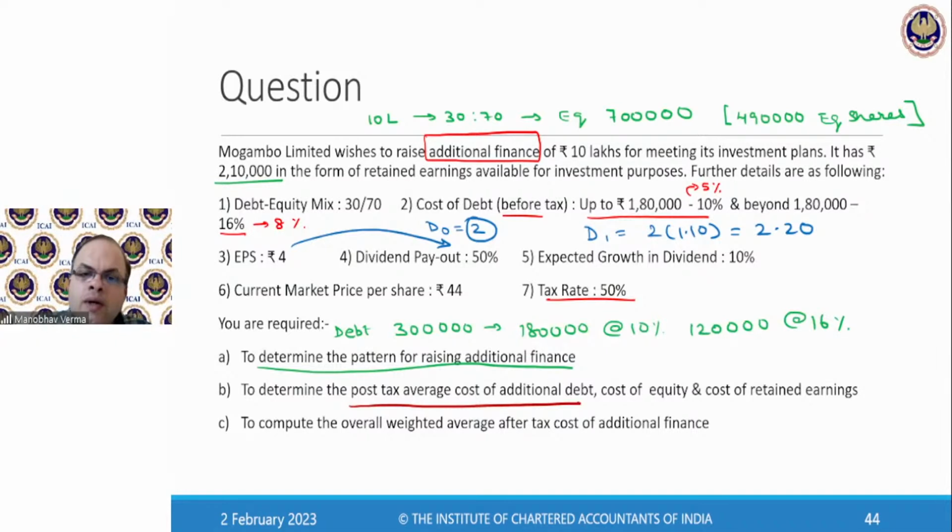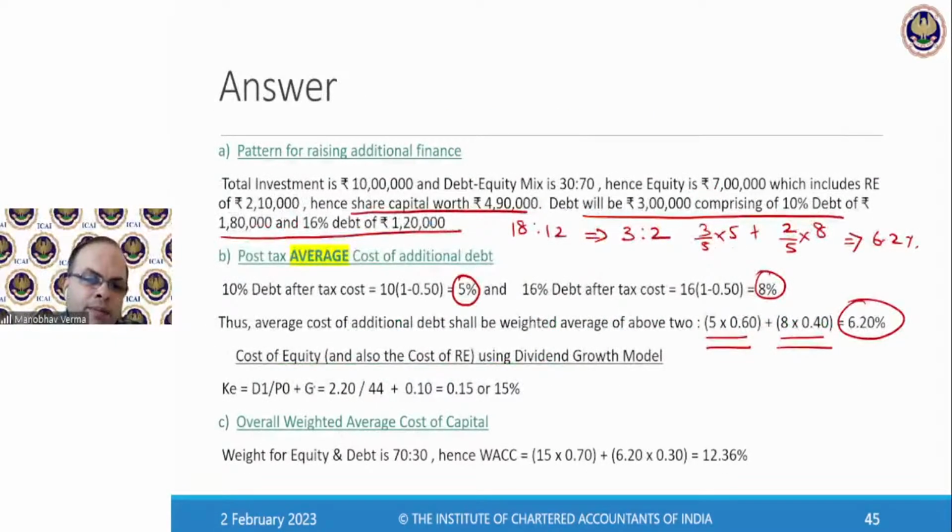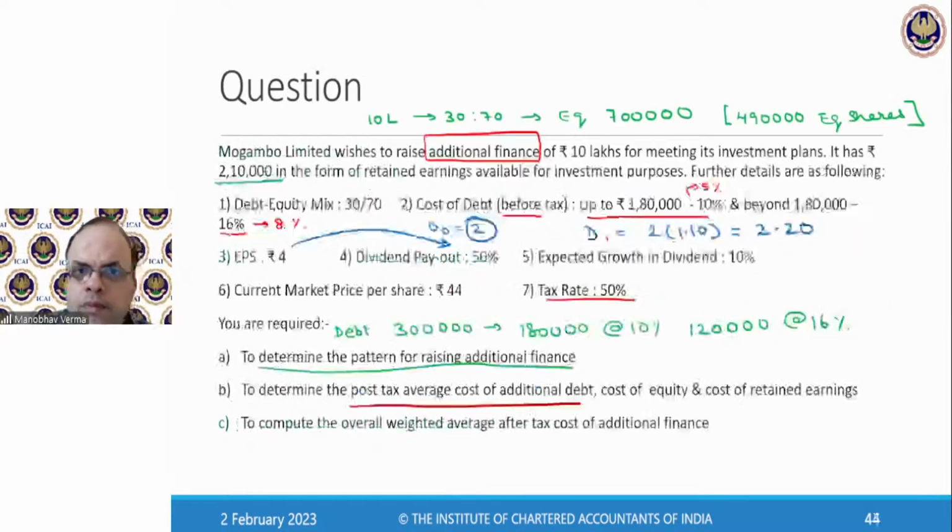So great. So guys, that means if you look at the cost of equity, D1 upon P0 plus g, so 2.2 divided by 44 plus the growth rate. I think everyone is okay with the cost of equity of 15%, guys? Cost of equity is 15%, guys?